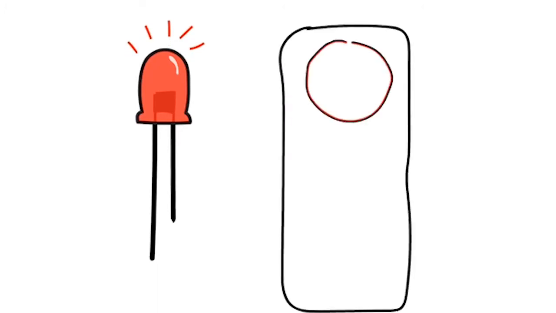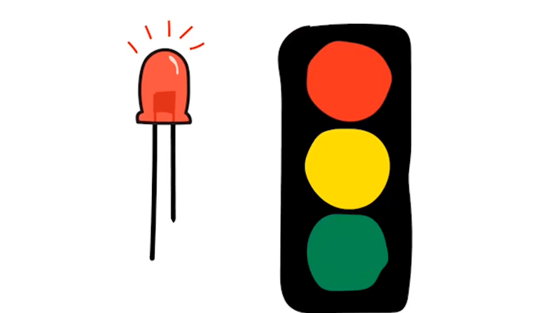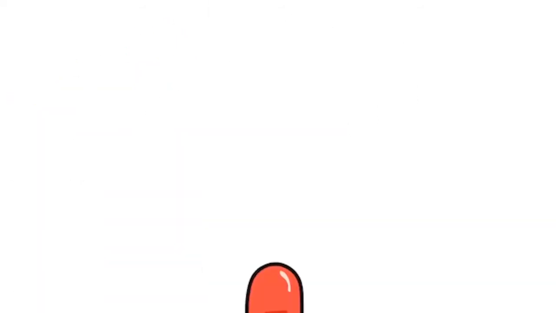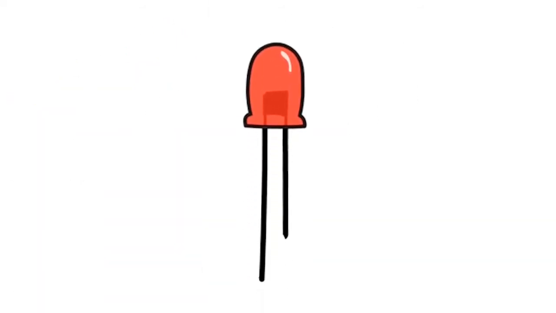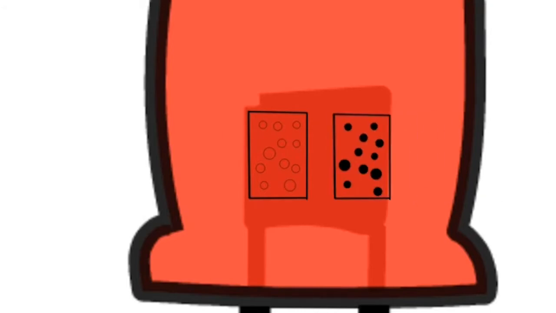Electrical components fall into one of three categories: insulators, which don't allow electricity to flow through them; conductors, which allow for the free flow of electricity; and semiconductors, which fall somewhere in between. An LED contains two types of semiconductor material. There is P-type semiconductor, which contains positively charged holes. The N-type semiconductor contains negatively charged electrons.